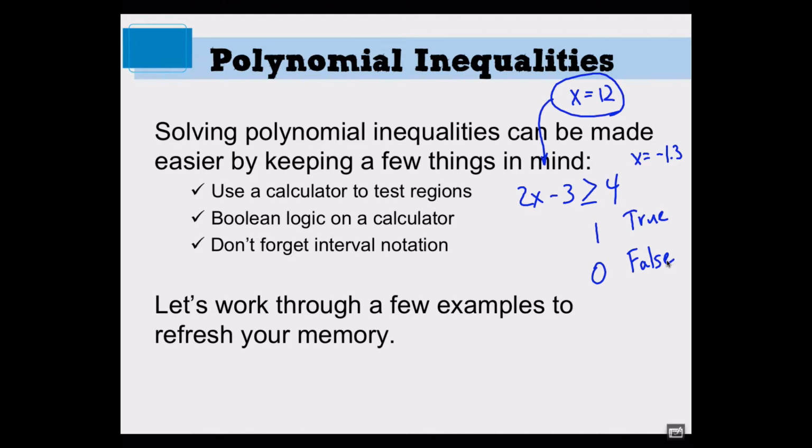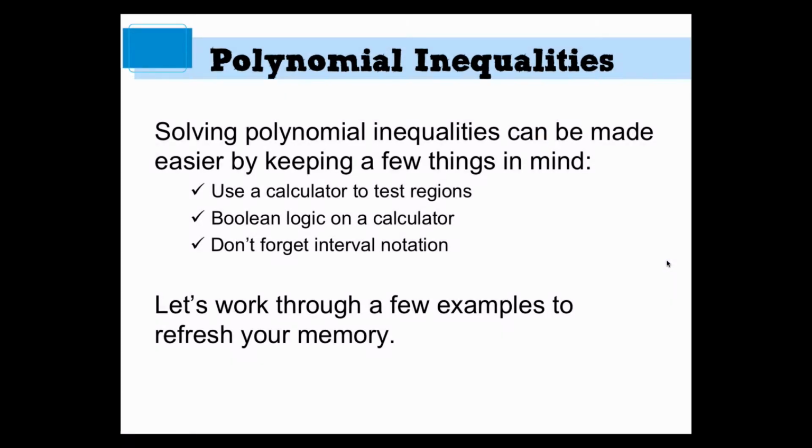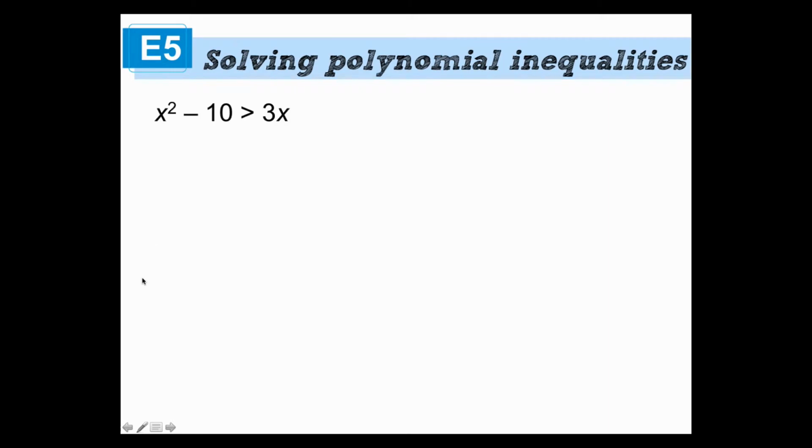Okay. So the question you have to ask yourself is do I want to go through the hassle of using the Boolean logic on the calculator, or can I just plug numbers in and check them? And we'll take a look at a couple examples and see which one would work best for your needs. Okay, so we'll start with something easy. We've got a quadratic. And so first things first, I probably want to move the 3x to the other side. Or I could turn the inequality into an equal sign.